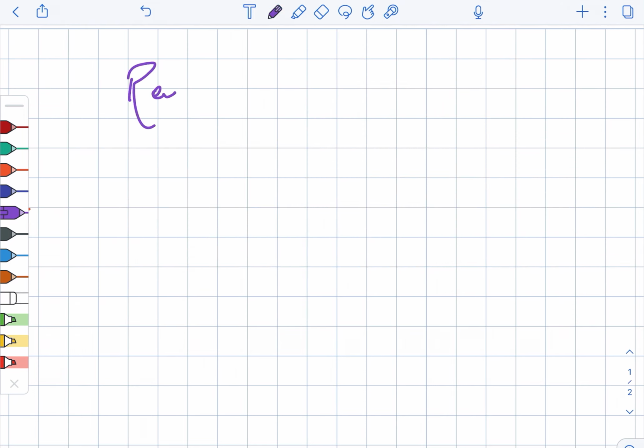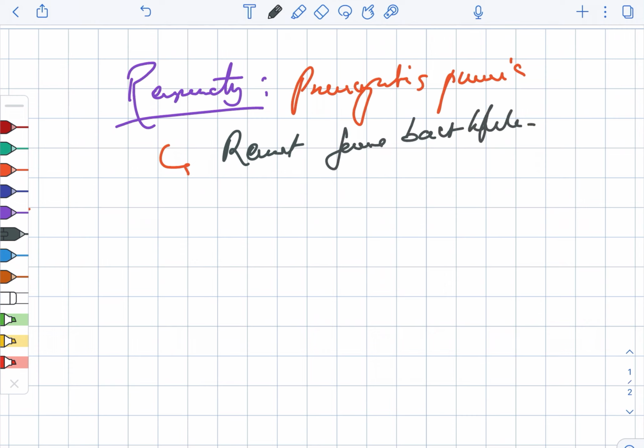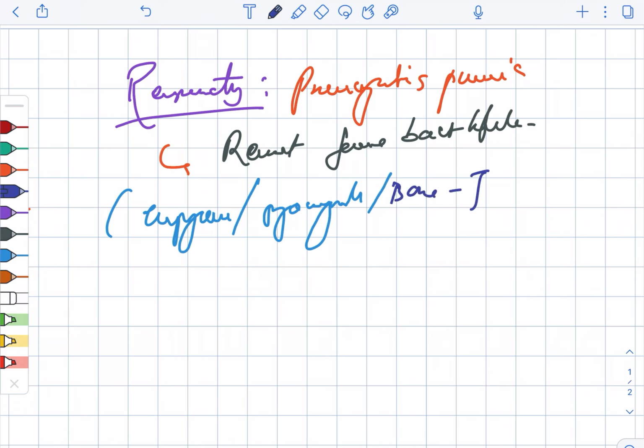In terms of respiratory, it involves pneumocystis pneumonia, as well as presence of recurrent severe bacterial infections. This can involve empyema, pyomyositis, bone or joint infections, as well as meningitis, but it does not involve pneumonia.